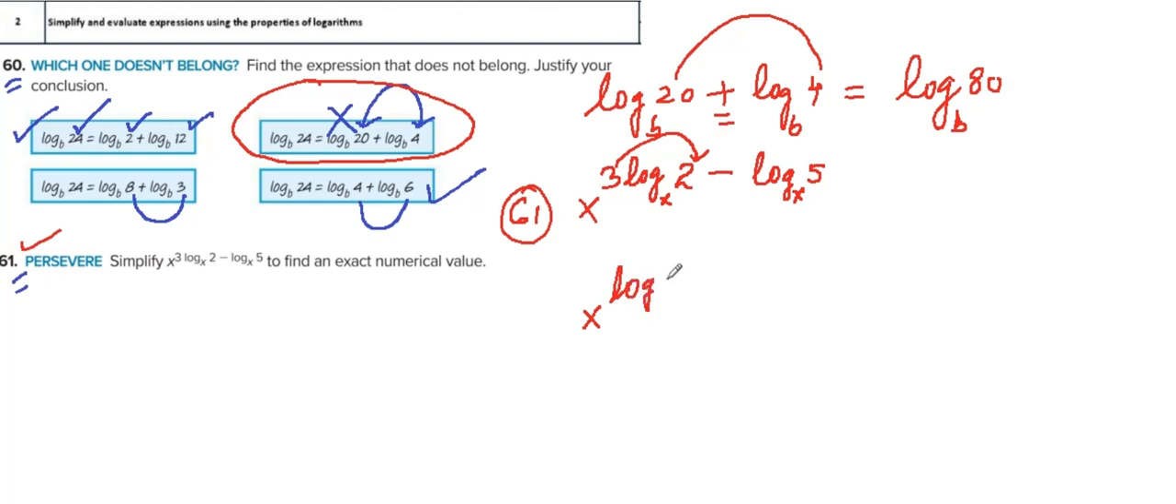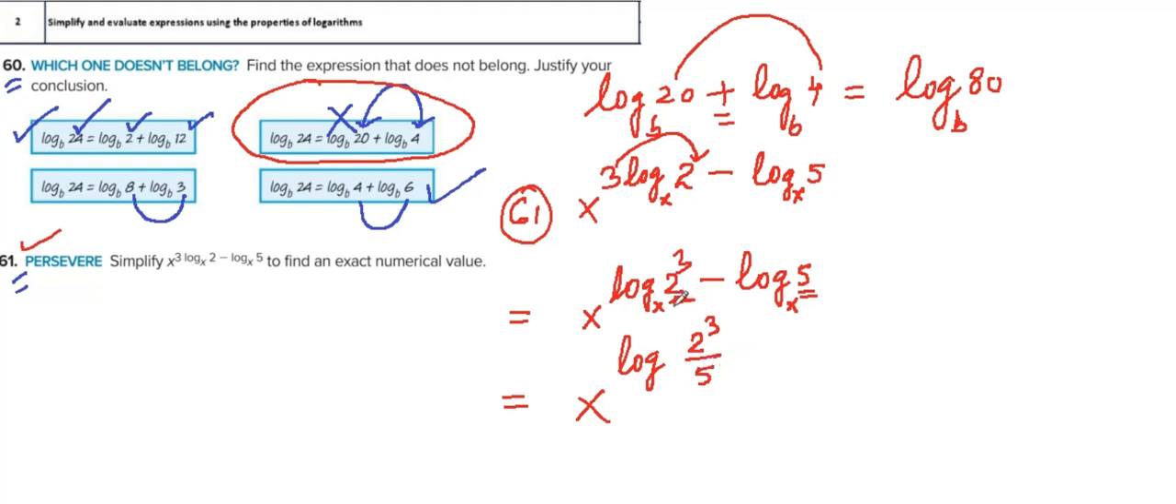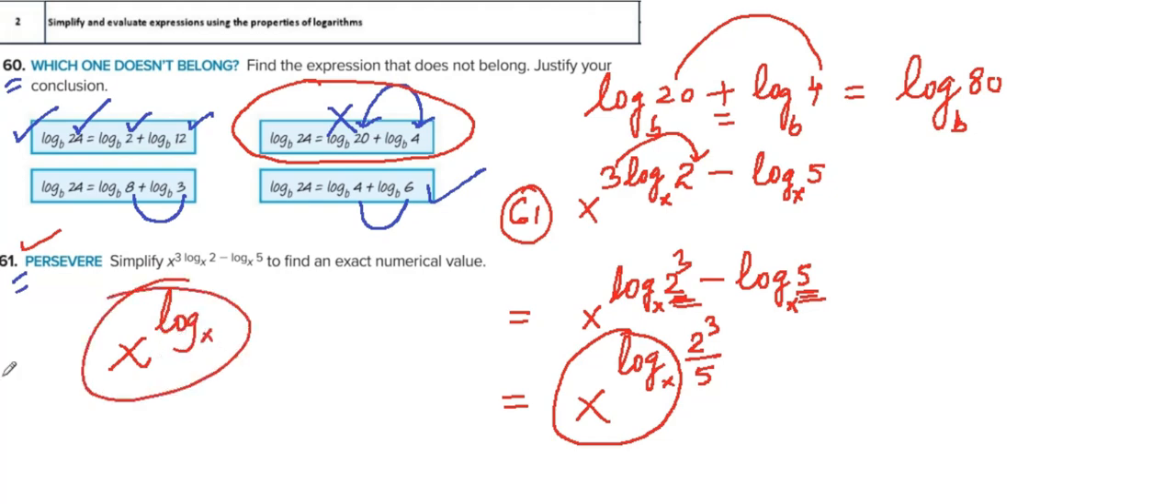Log 2 power 3 with base x, minus log 5 with base x. Now you can use the quotient property: log a minus log b means log a over b, with base x. So this will become 1, because whenever you have log of x with base x, or any number equal to its base, it becomes 1.